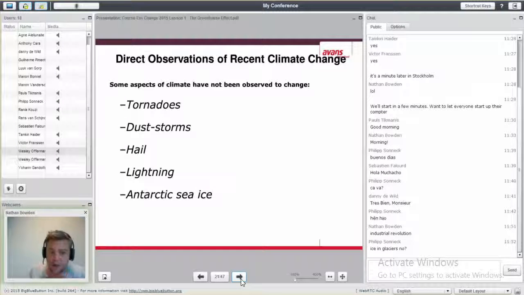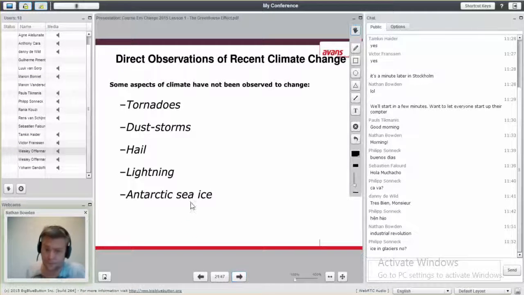Okay, so I've given you like 5 or 6 things, or even more, I think I've given like 8 types of evidence about what has been changing and why. Some things have not been changing too much. Here are some things that have not been changing.